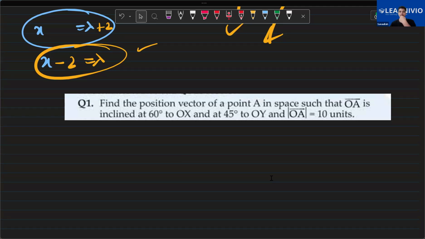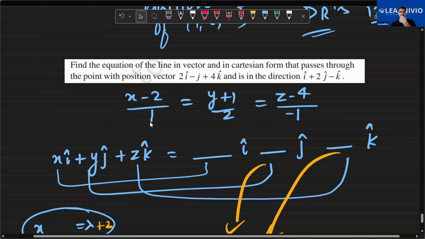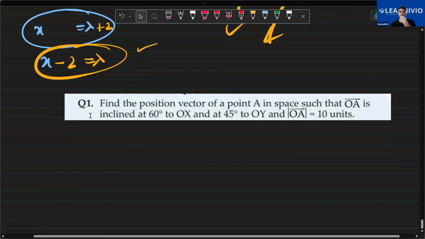Ali, did you get the answer to the previous question? Yes, sir. This was the answer, (x minus 2) over 1, (y plus 1) over 2 and (z minus 4) over minus 1. This is the next question.